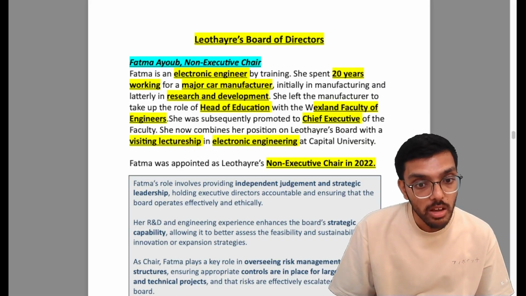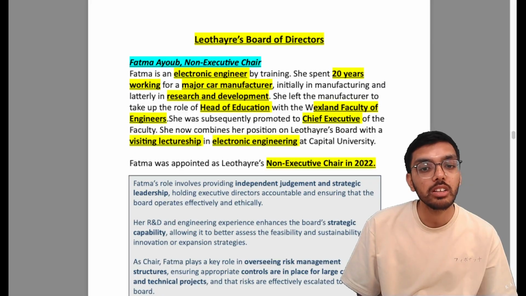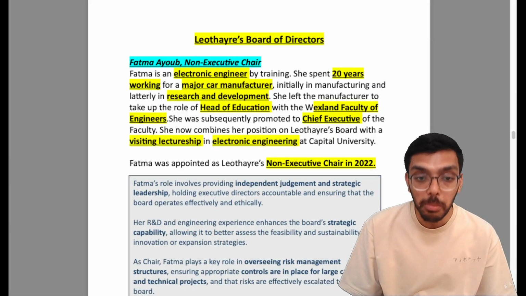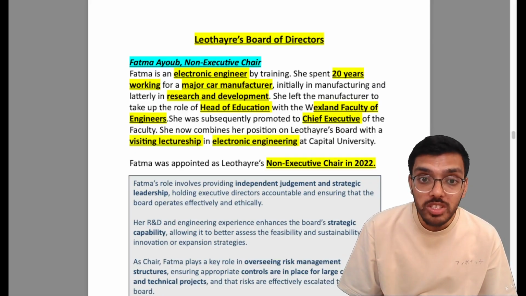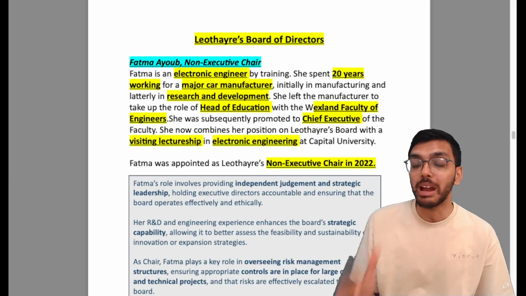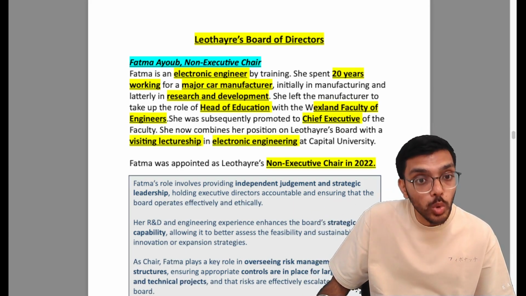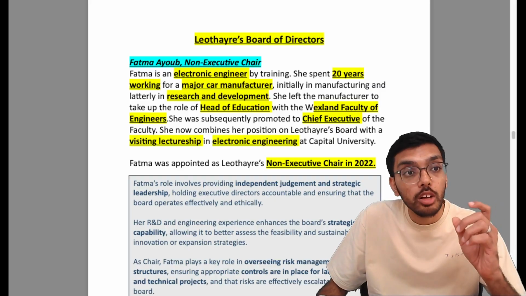So as chair, Fatma plays a key role in overseeing the risk management structure in place. Now she knows the manufacturing system, she knows the R&D system, so she can have better controls in place. So Fatma as the chairman is a good decision because of her competency.